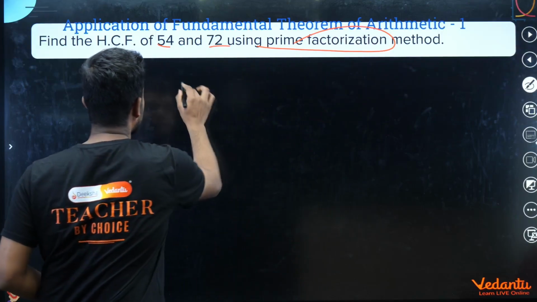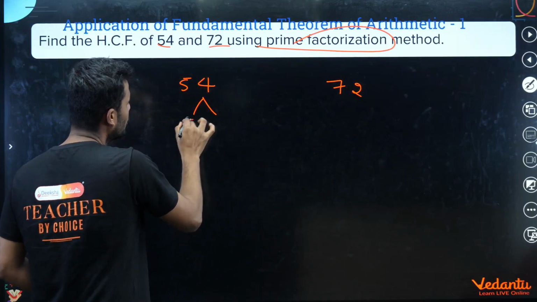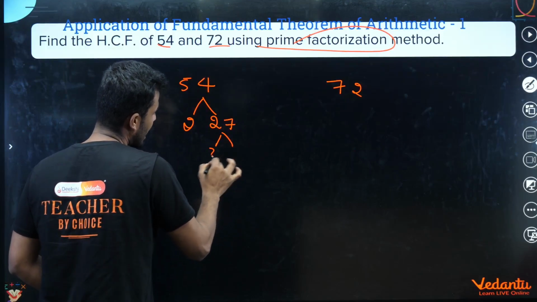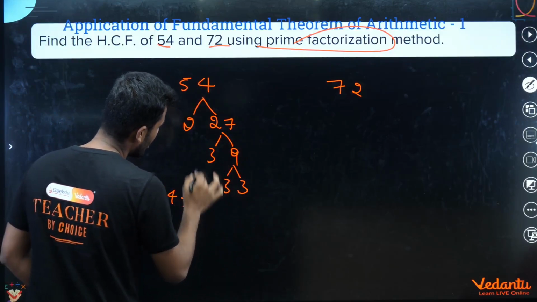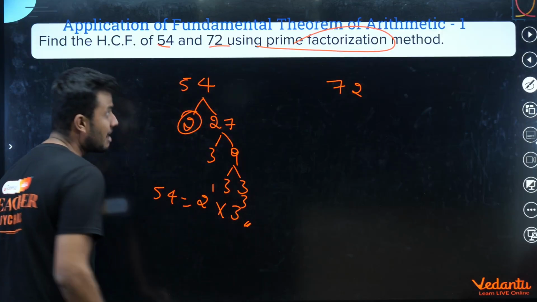First, we need to write the prime tree for 54 and 72. Let's start with 2. 2 27s are 54, 3 9s are 27, 3 3s are 9. What is the prime factorization of 54? Here 2 is present only once, 2 power 1, and 3 power 3. This is the prime factorization.